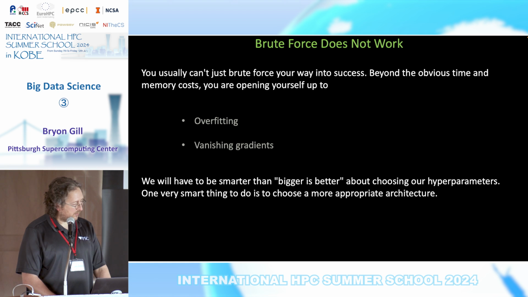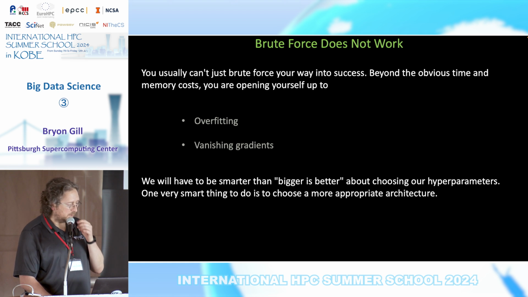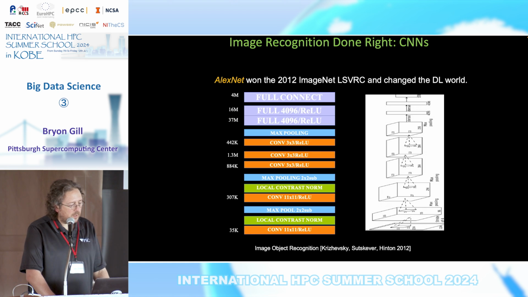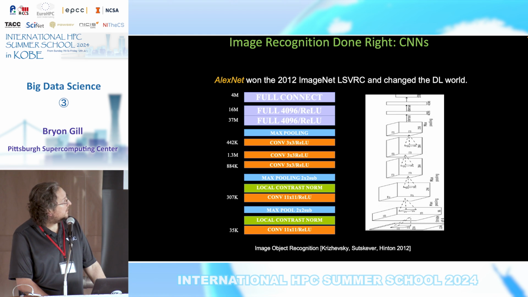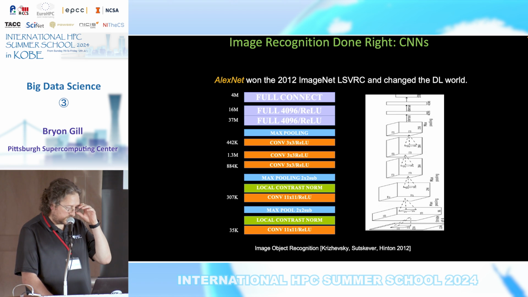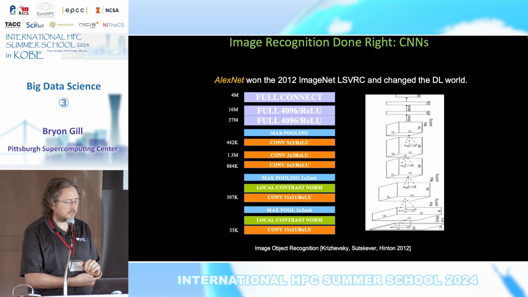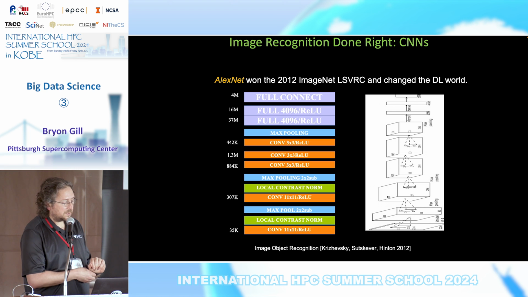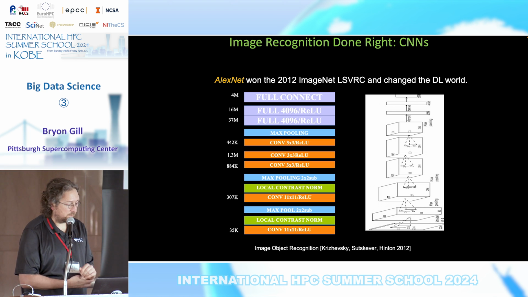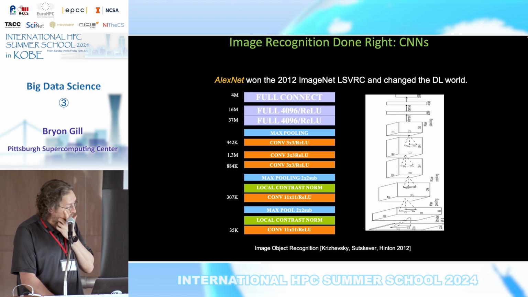So I believe we'll go a little farther here. Let's talk about image recognition done even better than we've been discussing. This is a diagram of the stack of the AlexNet, which won the 2012 ImageNet LSVRC, which changed the deep learning world. And this one applied convolutional neural networks.